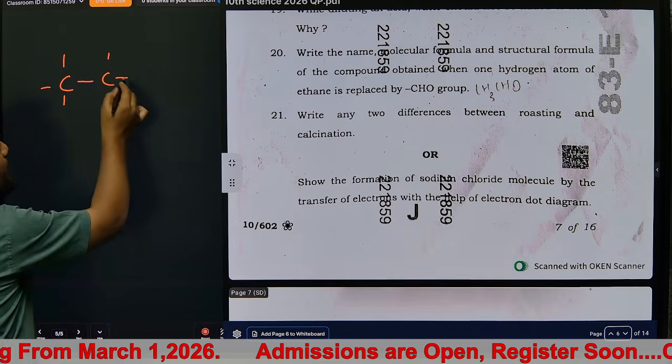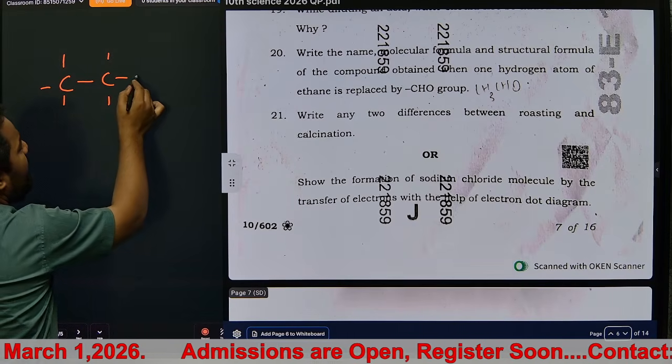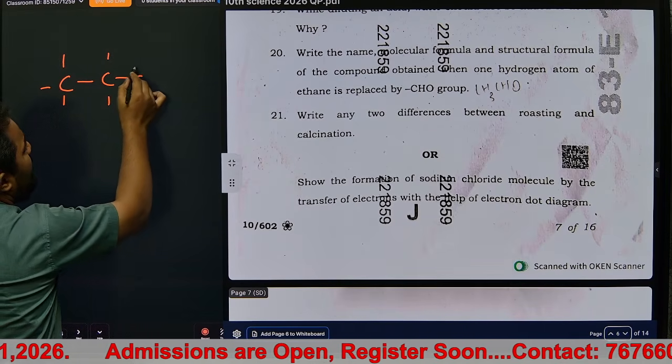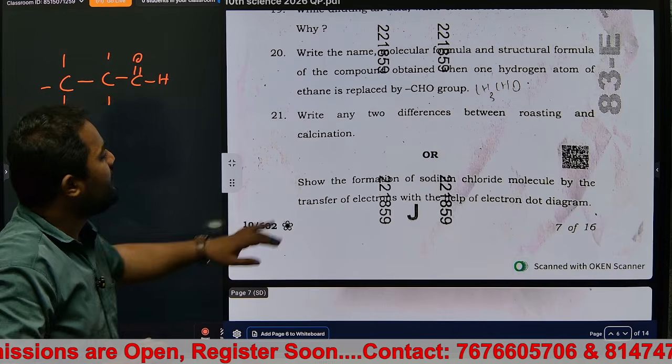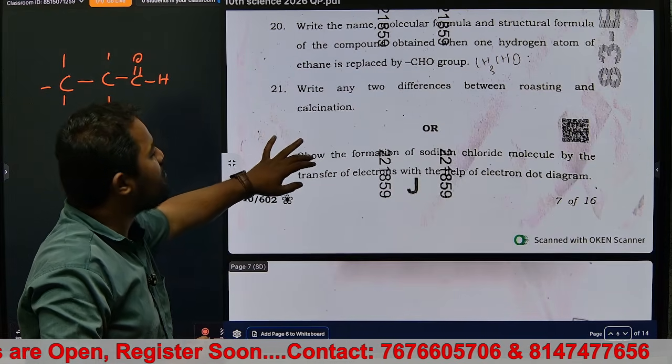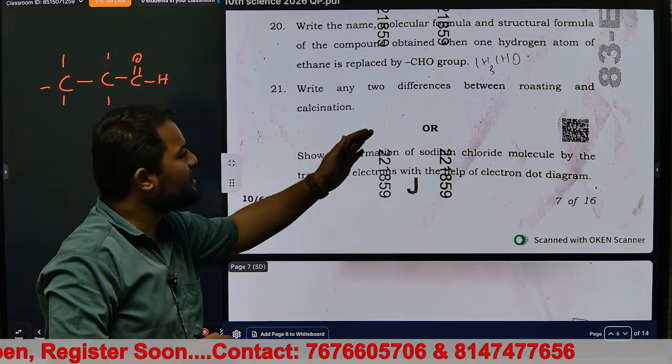Ethane is there. Here one hydrogen is replaced by aldehyde group, C double bond OH. The propanol will be the answer. Next, write any two differences between roasting and calcination. I hope you have written that answer also.